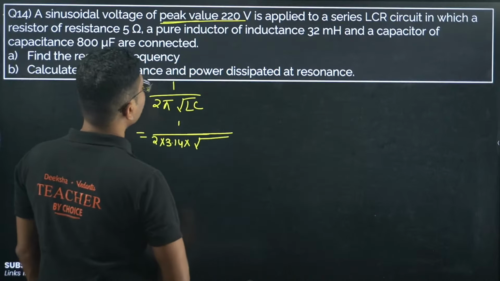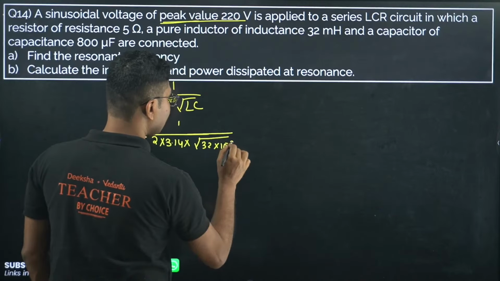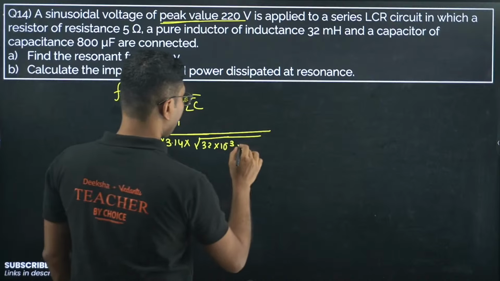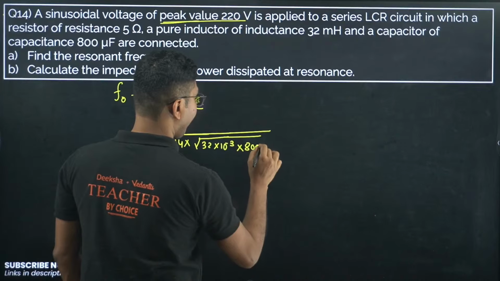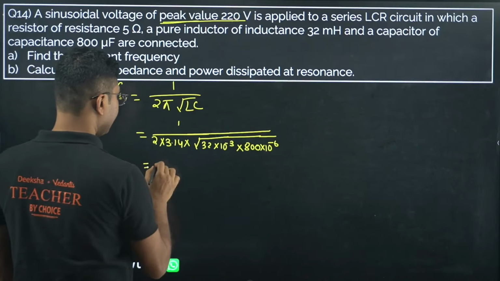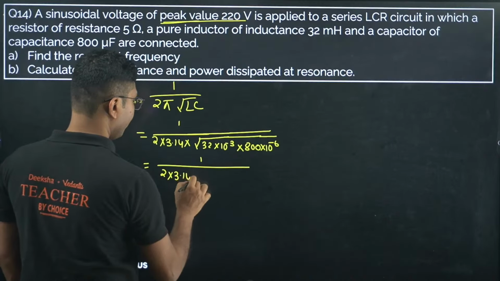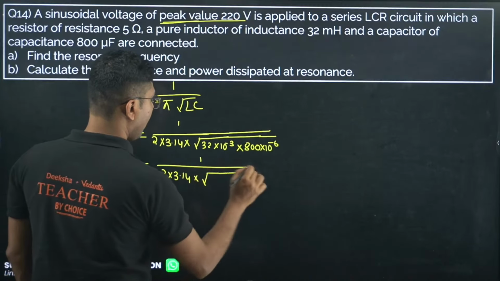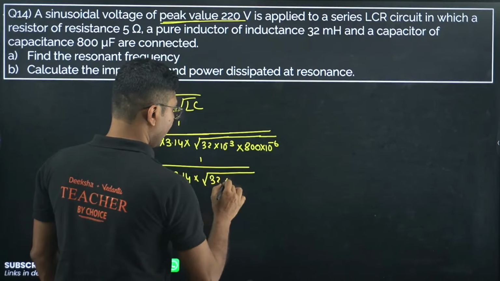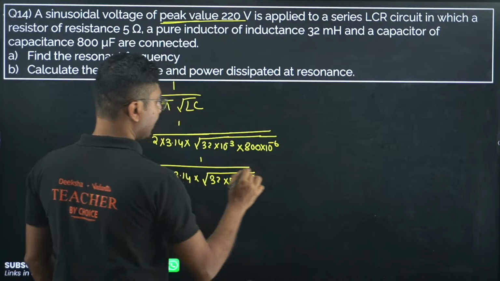So inductor of 32 millihenry, milli means 10 to the power of minus 3, and micro means 10 to the power of minus 6. Now let's see. 1 by 2 into 3.14 into square root of 32 into 8 into 10 to the power of minus 7.